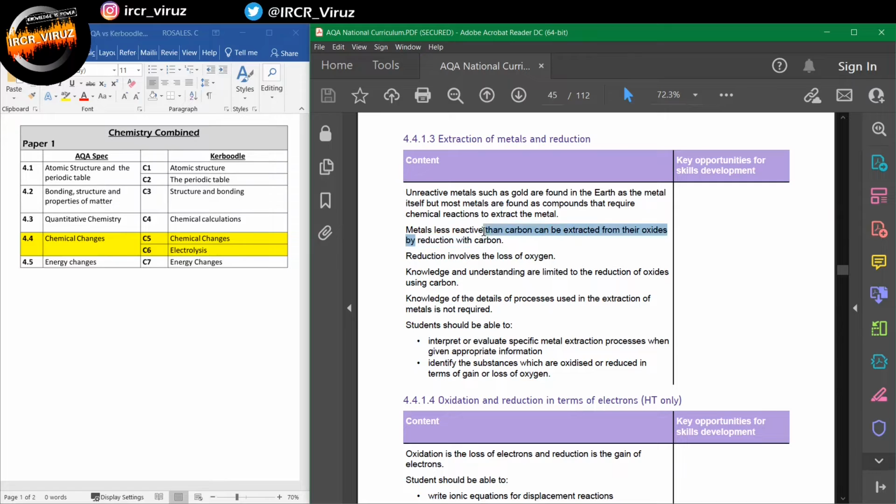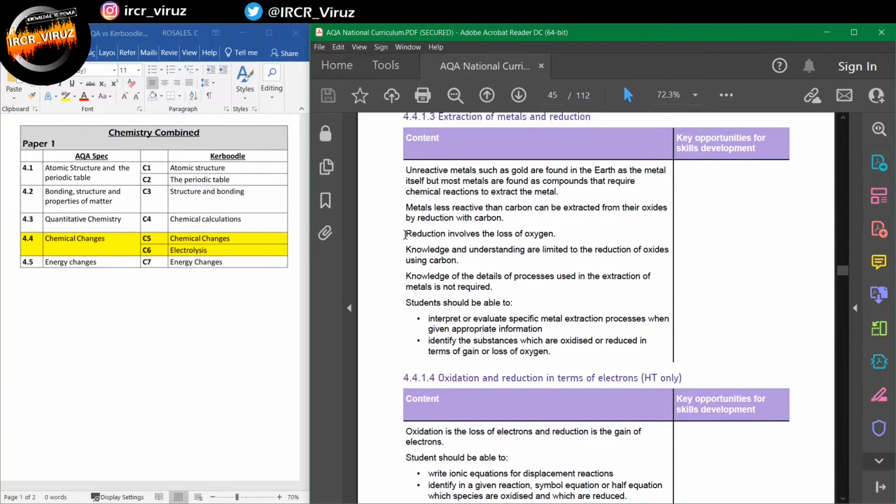Metals less reactive than carbon can be extracted from their oxides with carbon. So anything in the reactivity series below carbon, you could heat it up and add carbon to it, and that way you will be able to extract the oxygen from the metal, because the oxygen will attach itself to the carbon, making carbon dioxide and leaving the metal by itself. Reduction involves a loss of oxygen.